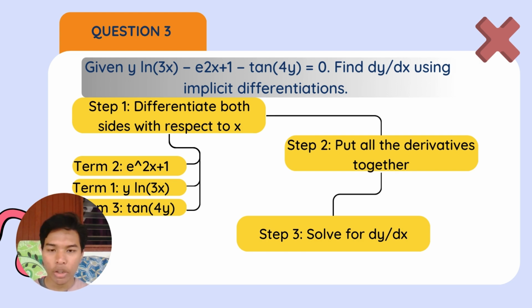We have three functions in this equation, which are y times x, e^(2x+1), and tan 4y. Second, we need to put all the derivatives together after we differentiate all these functions. Third, we need to solve for dy/dx. Now let's go to the first step.